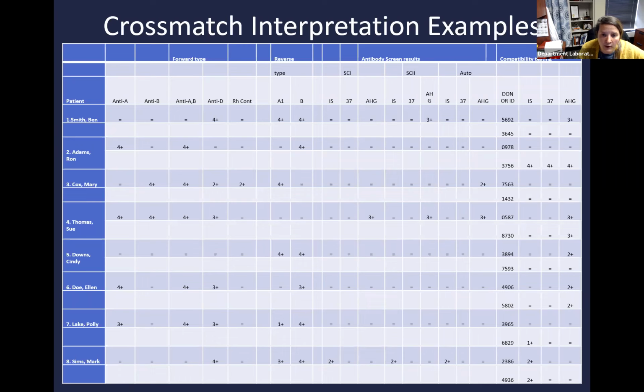Sarah asks, for Mary Cox, would it be okay to transfuse either donor unit even though the patient has a positive DAT?